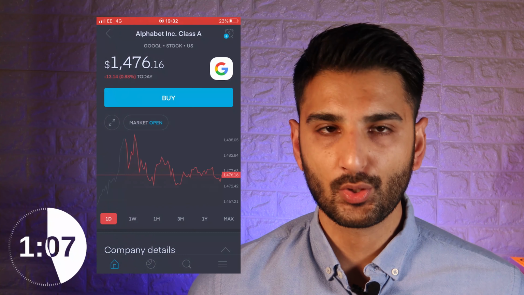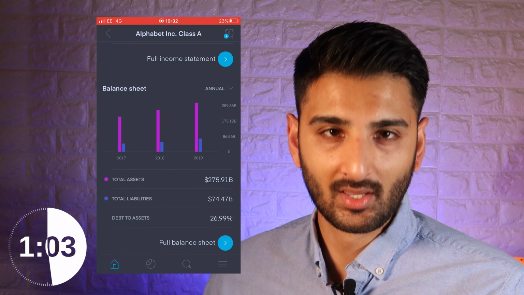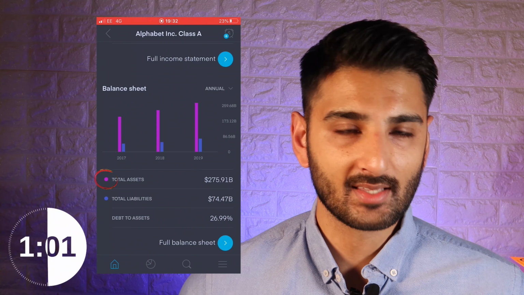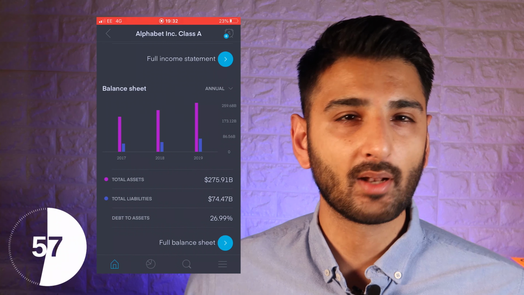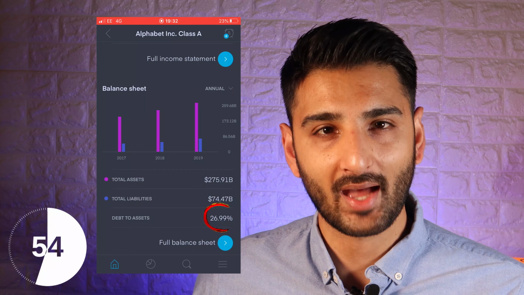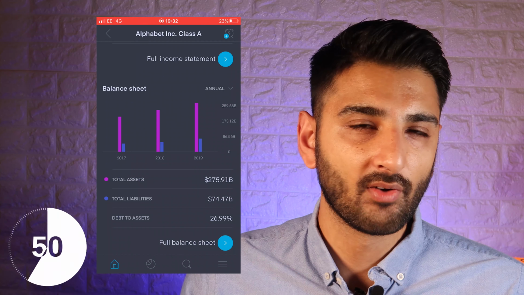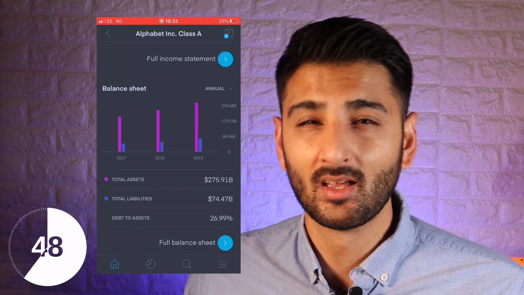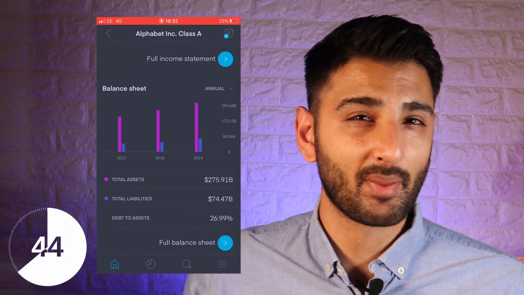To find a company's balance sheet, search the company on Trade 212, scroll down to balance sheet, and here you'll see the last 3 years numbers. In purple you'll see total assets, and in blue you'll see total liabilities. These numbers are also listed below the chart along with a debt to assets percentage, and this percentage is just the company's total assets divided by the company's total liabilities. The lower this percentage is, the less the company has in liabilities compared to its assets.